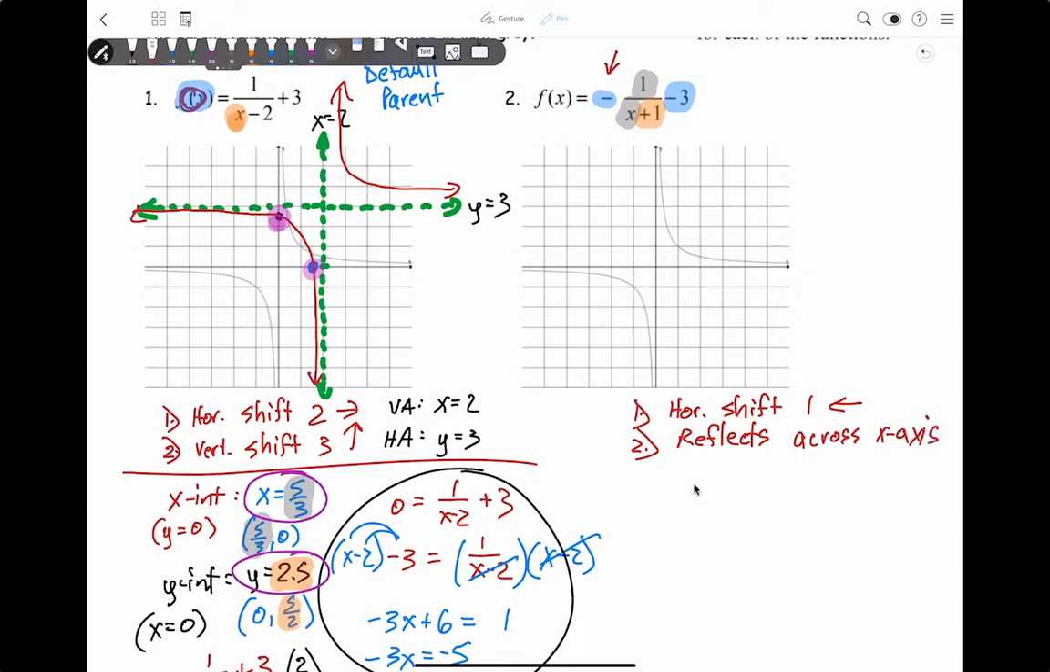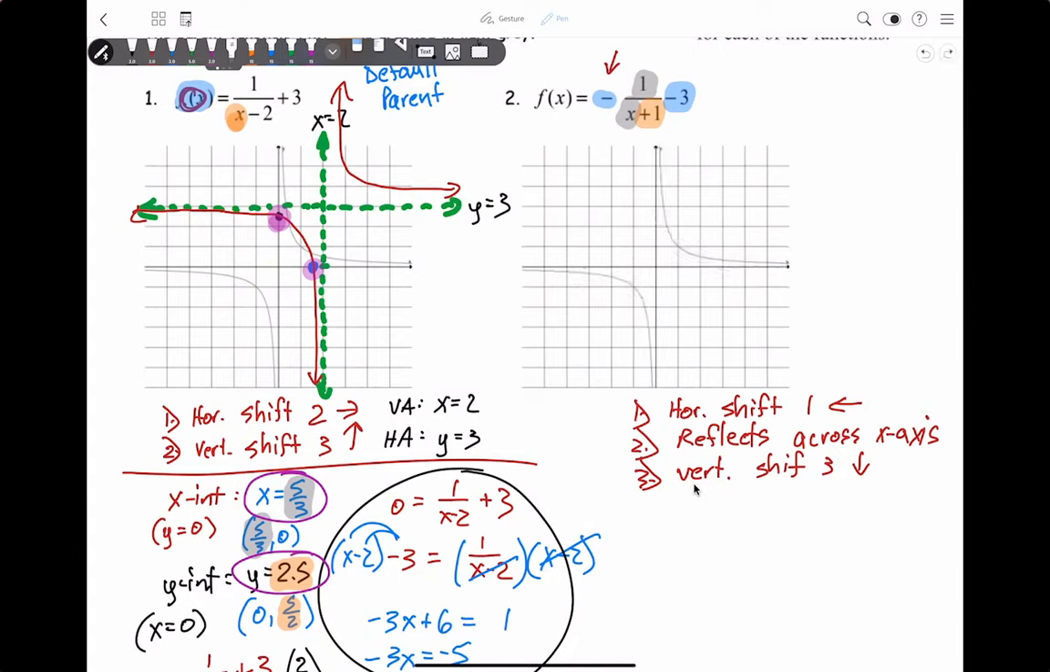And then the third one is going to be a -3, which is a vertical shift because it's subtracting. So we just say a vertical shift 3 units down. And then we're going to go ahead and graph these and see where this gray function, the default of 1 over x, will go. Okay, so here we go.